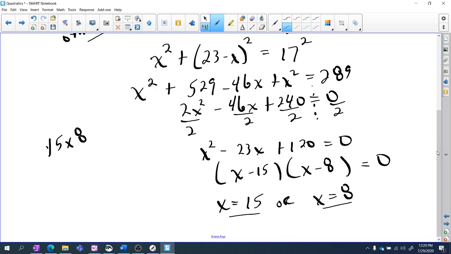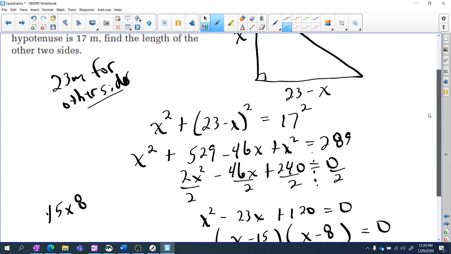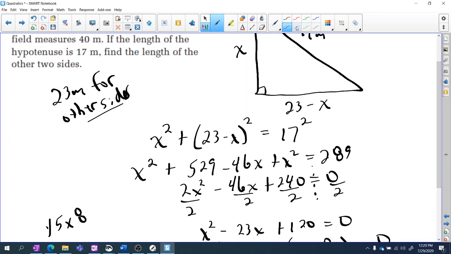And let's go up here and ask, why are there two answers? Let's think about it. If x was 8, then this side would be 15. So the sides would be 8 and 15. But if x was 15, then this side would be 8. The question is, find the length of the other two sides. Well, the other two sides are 15 and 8. Doesn't matter which is which. One's 15 and one is 8. So the other two sides are 15 meters and 8 meters. In that case, both answers worked, but they both gave us the same measurements.